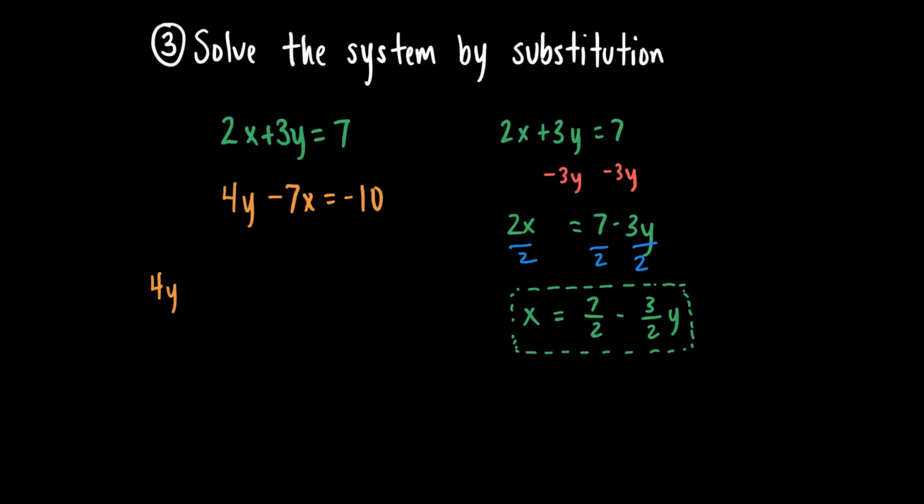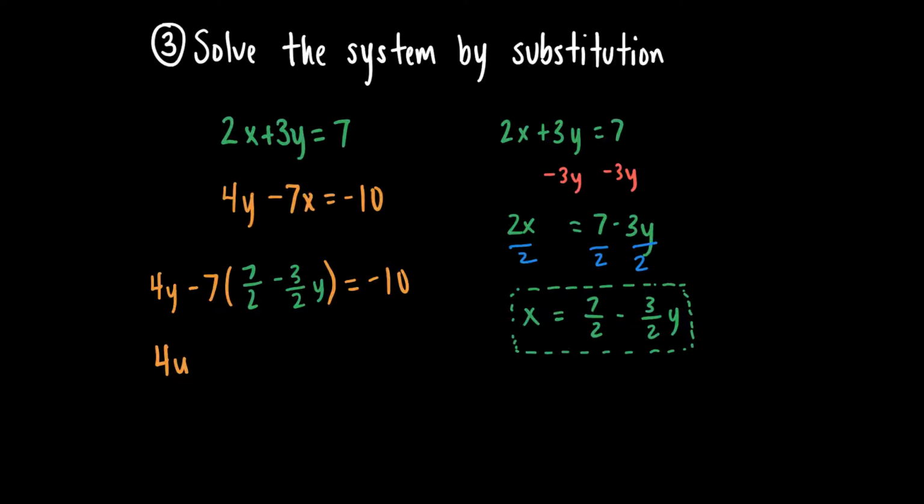All right, so let's come down and copy this again. So we got 4y minus 7x. And instead of x, I'm going to put in this green information. So I got 7 halves minus 3 halves y is equal to negative 10. And there's just no nice way to do this. It's going to have fractions. So let's just bite the bullet and do it.